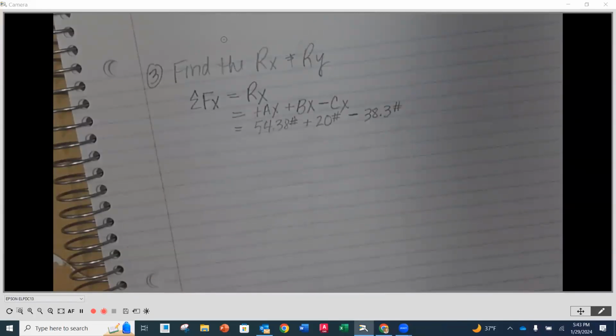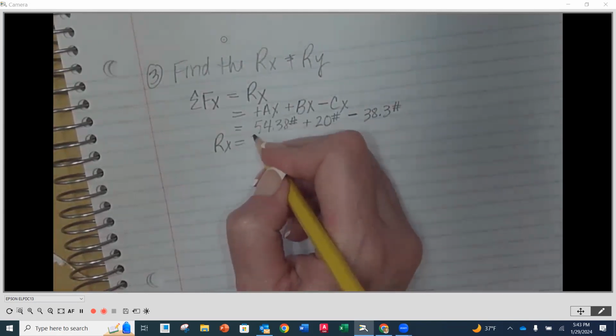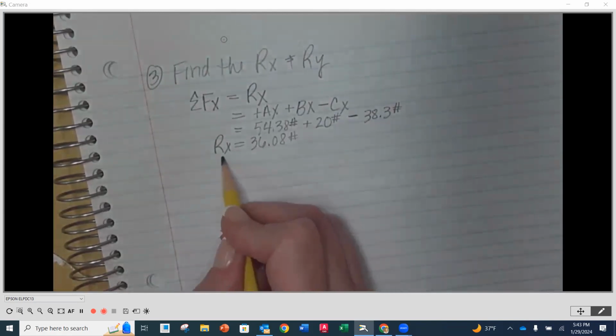So I've got my units there. And now they all have the same units or the variable. I can add and subtract these algebraically. So I should get 54.38, plus 20, minus 38.3. So you should come up with Rx is equal to 36.08 pounds. Did you guys get that?